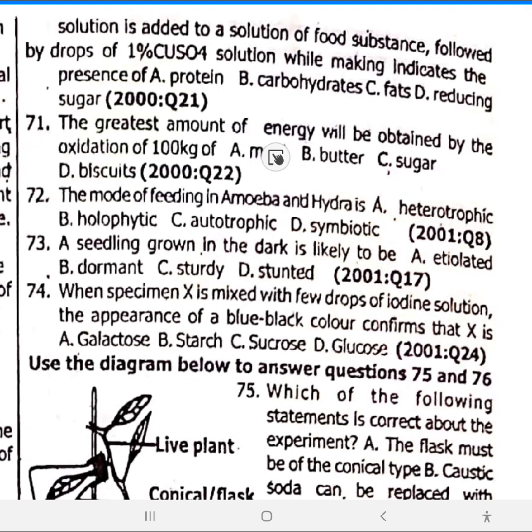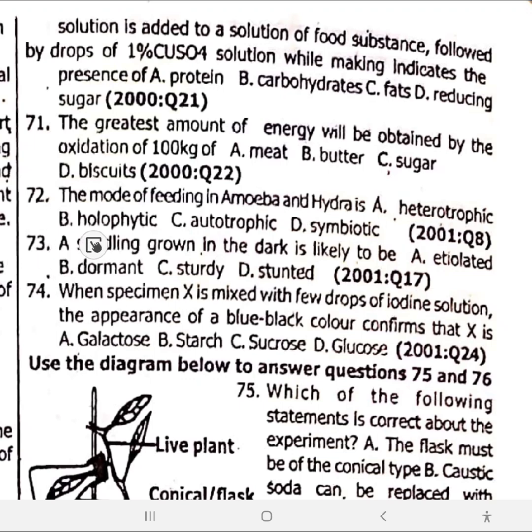71. The greatest amount of energy will be obtained by oxidation of 100 kilogram of butter. 71 is B. 72. The mode of feeding in amoeba and hydra are... you cannot say it is phytic. Phytic here means if you see phy, it is in a plant. 72 is option A, heterotrophic or autotrophic.